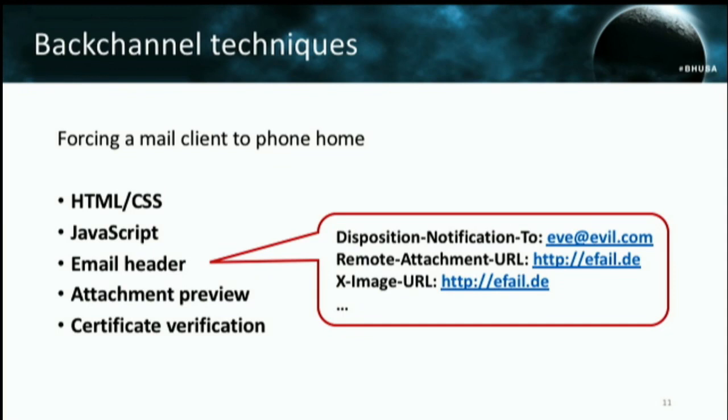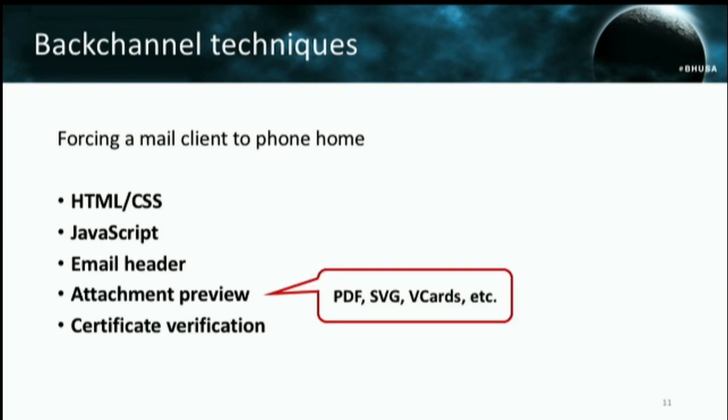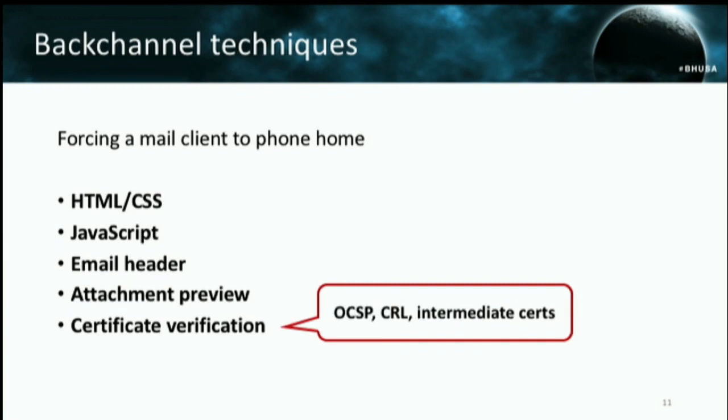And then there are also some proprietary headers that may trigger some URLs and things like that. In the end, we had about 8,000 header fields collected, and actually some mail clients did trigger some URL then. Okay, we also used some specially crafted PDF files and SVGs and so on, just to see if the mail clients would preview them and if we could trigger a connection then.